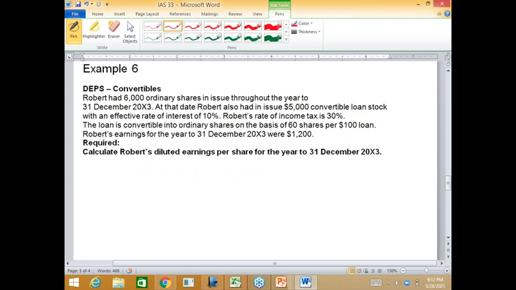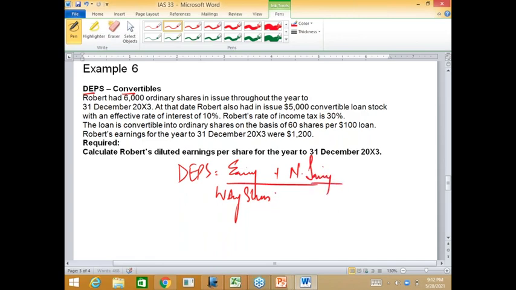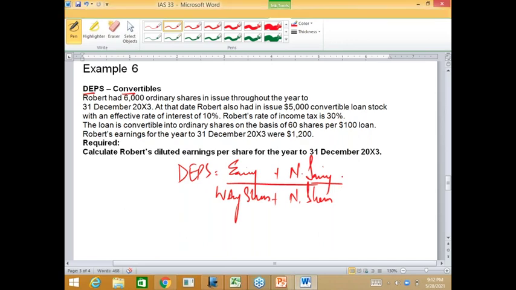Okay, now let's solve example number 6. Now we are going to start the area which is related to the diluted EPS. When we talk about the diluted EPS, the basic formula will be the same: earnings plus notional savings, divided by weighted average shares plus notional shares.